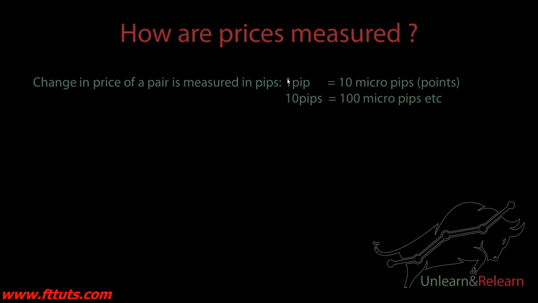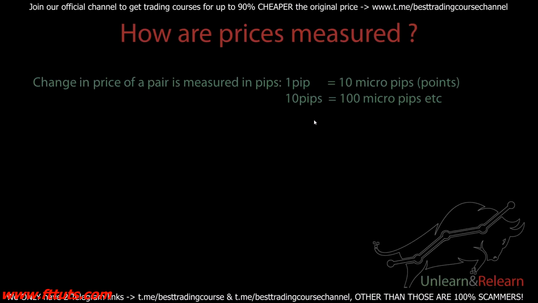In the same way, 10 pips equals 100 micropips. So basically, we're only going to talk about pips in terms of pips. When you say your price moved 10 pips, that's like 100 micropips or 100 points. For general talking terms, we're only going to focus on 1 pip, 10 pips, 15 pips, and so on.